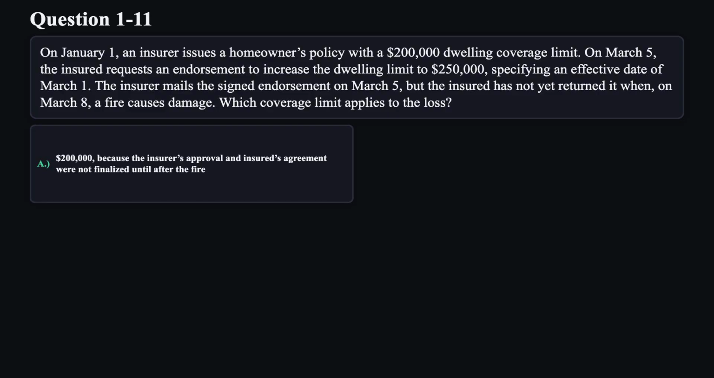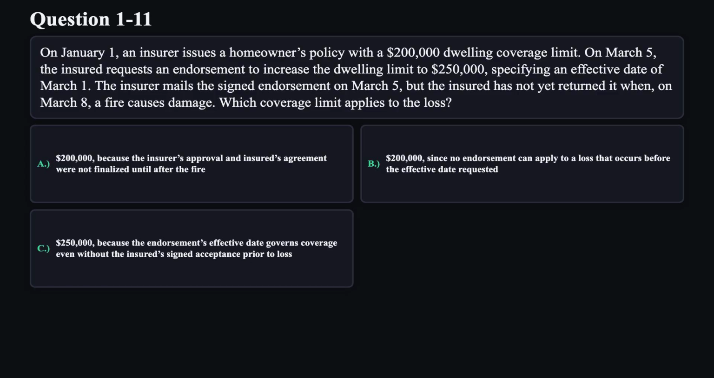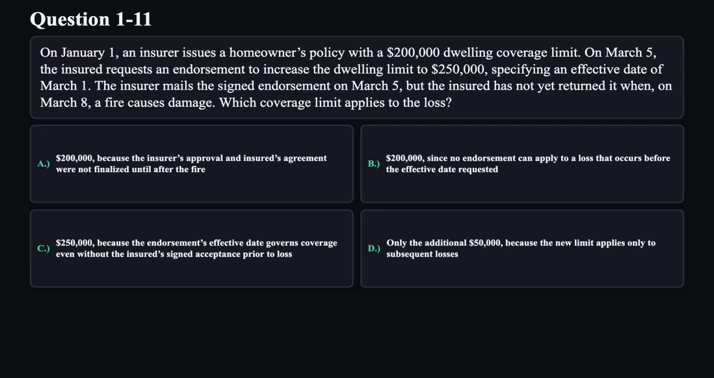A. $200,000 because the insurer's approval and insured's agreement were not finalized until after the fire. B. $200,000 since no endorsement can apply to a loss that occurs before the effective date requested. C. $250,000 because the endorsement's effective date governs coverage even without the insured's signed acceptance prior to loss. D. Only the additional $50,000 because the new limit applies only to subsequent losses.